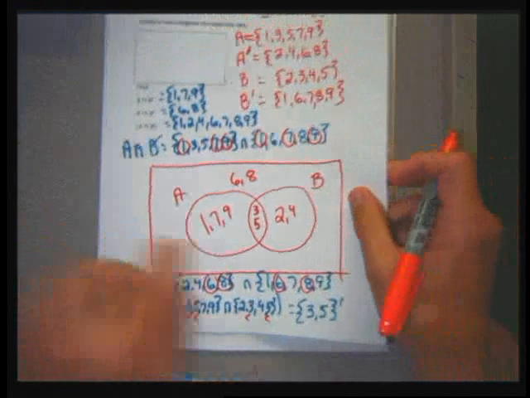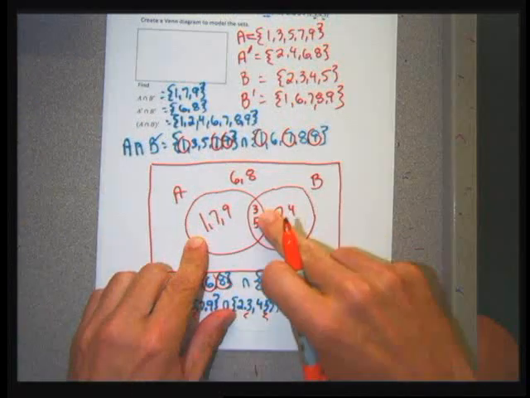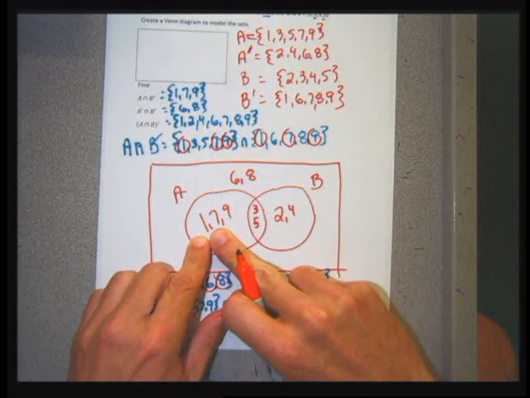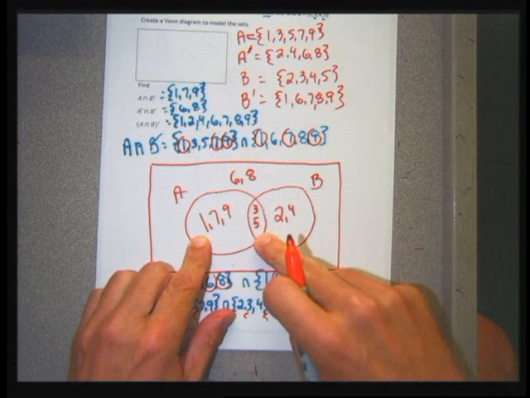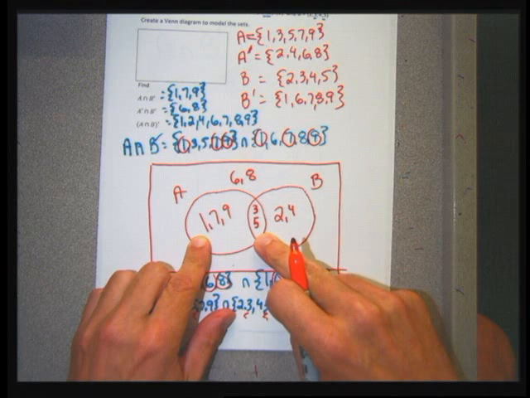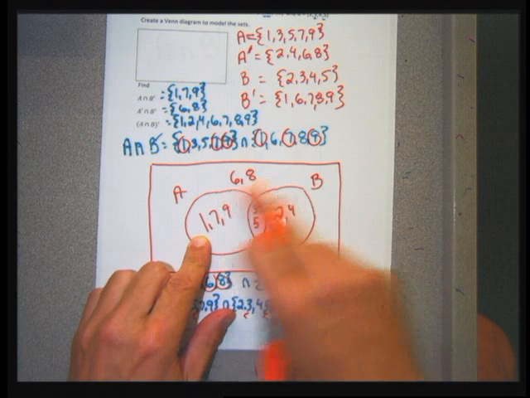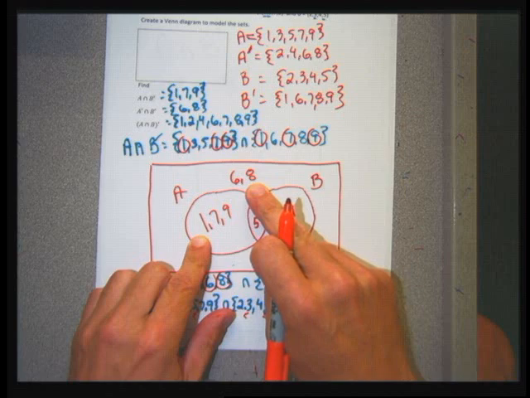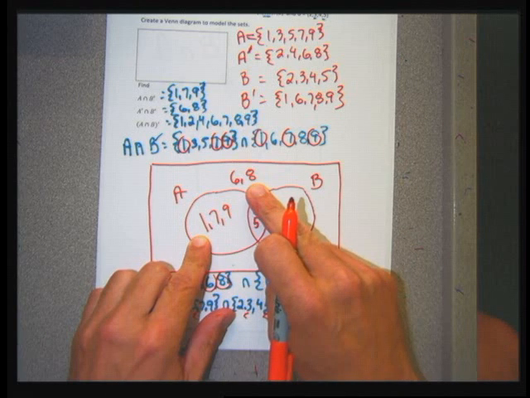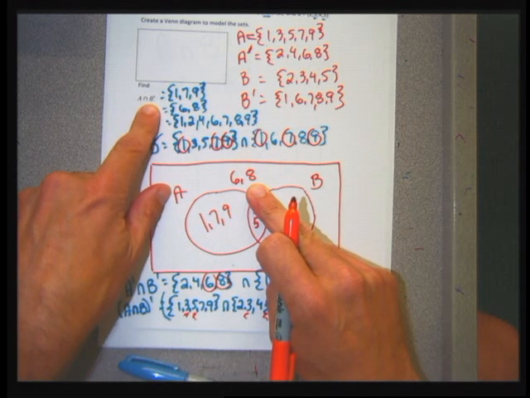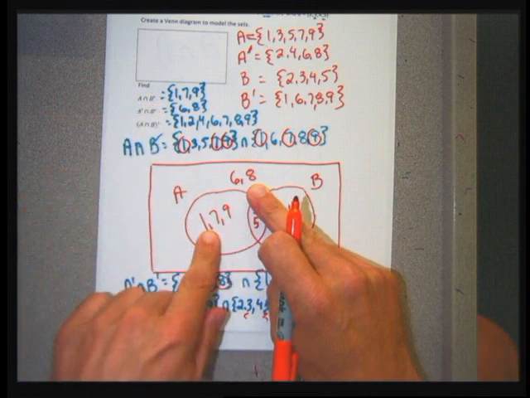If I look at the numbers that are inside the A circle but outside the B circle, it's these numbers: 1, 7, and 9. 3 and 5 are inside the A circle, which is good, but they're also inside the B circle, so they're not part of B prime. 6 and 8, they're not inside the A circle, so they're not good. I want to find all the numbers that are inside the A circle and outside the B circle. That's just 1, 7, and 9.